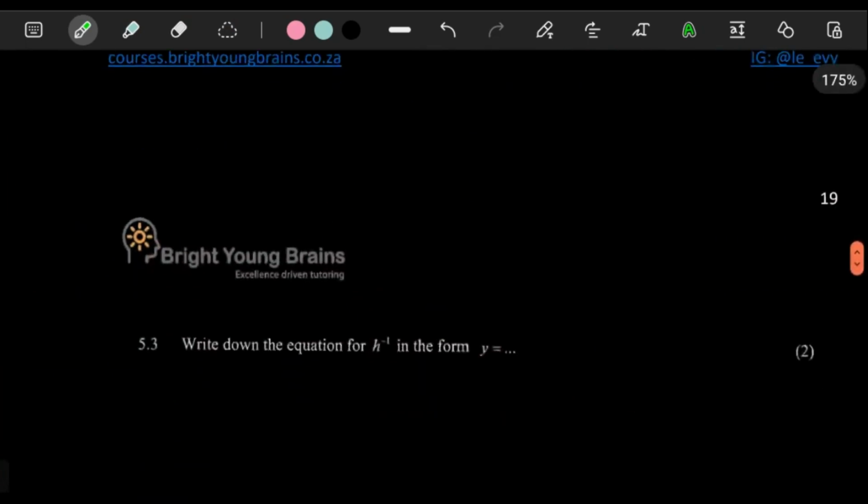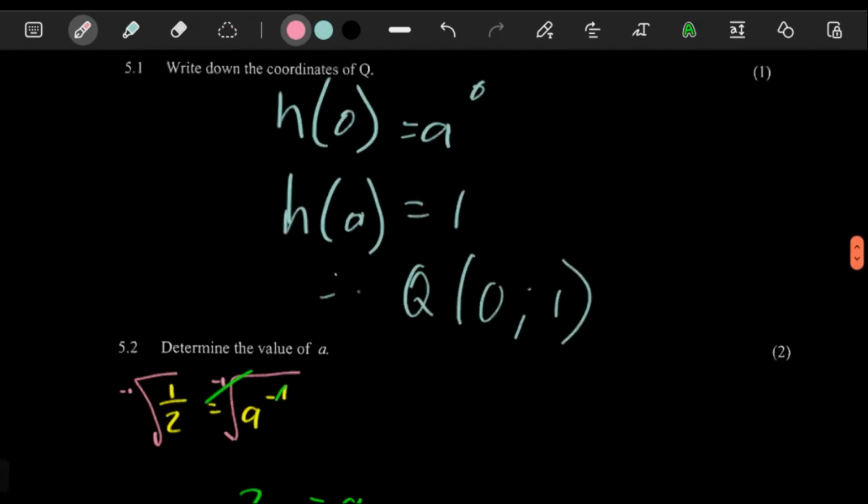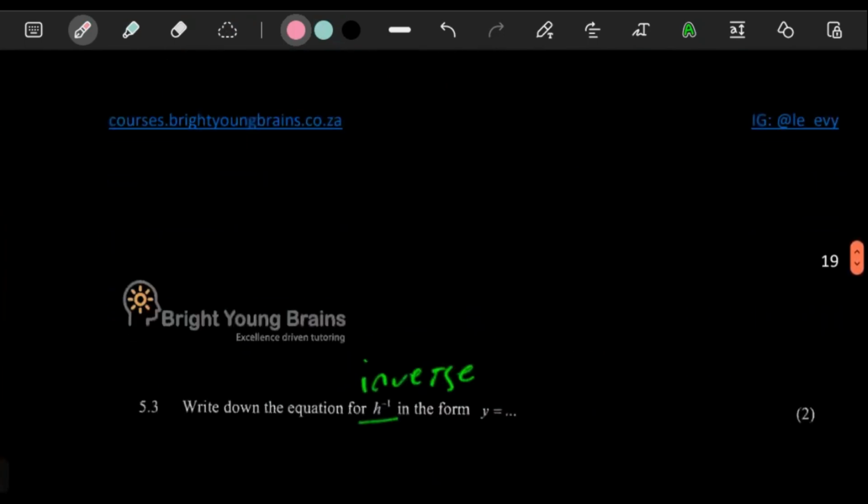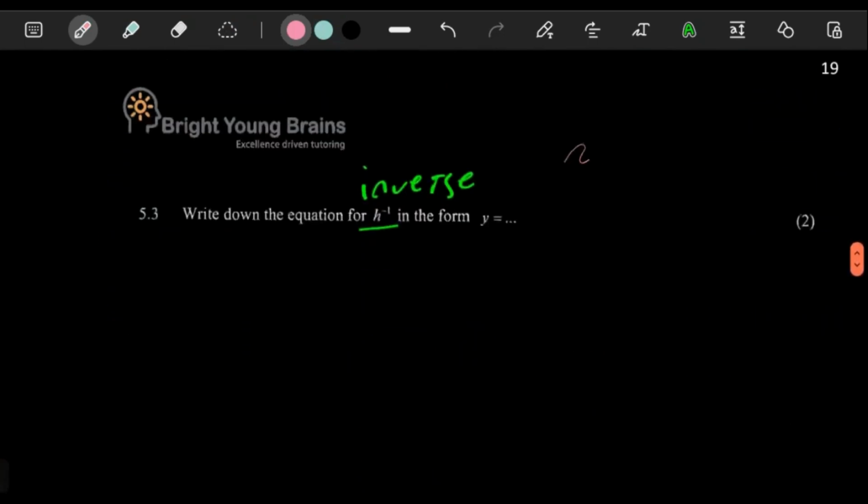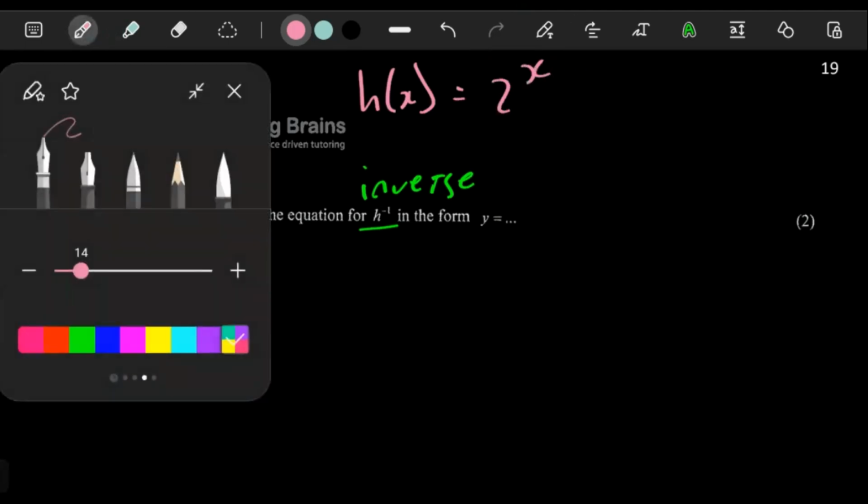Moving on, for 2 marks here, they say write down the equation of the inverse. That's what this is, inverse. So writing down the inverse, you already know that the equation that they gave you is in the form h of x is equal to something. So firstly, h of x is equal to technically 2 to the power of x, since you have a 2 now.